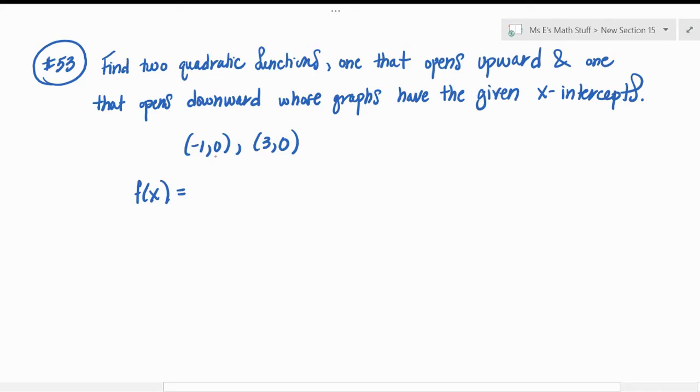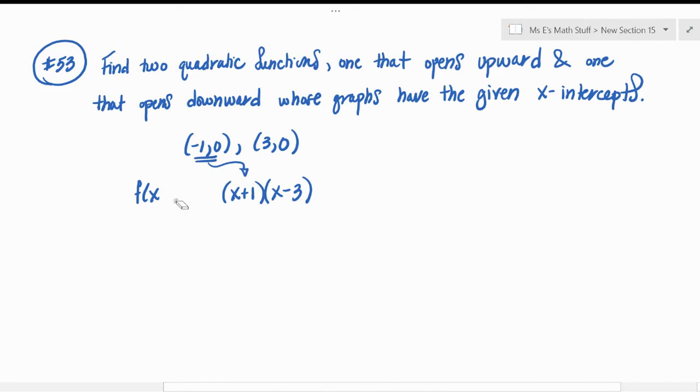So if (-1, 0) is an x-intercept, then I hope it makes sense that the factor x plus 1 must have been part of your rule. That's how you would have gotten an x-intercept of -1. So we know that factor has to be part of the situation because of the zero of -1. And then you also have a zero of +3. So what factor would you need to have as part of the polynomial? Yeah, x minus 3 would have been another one.